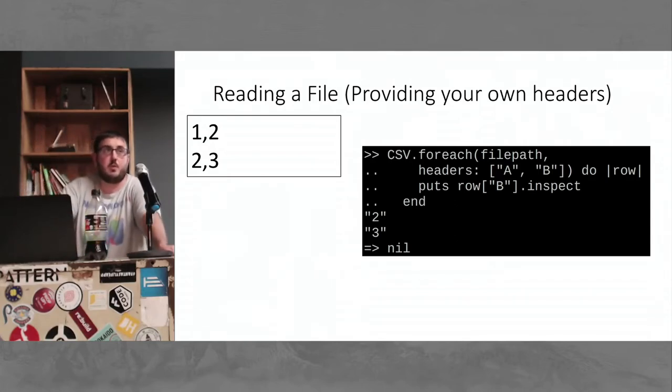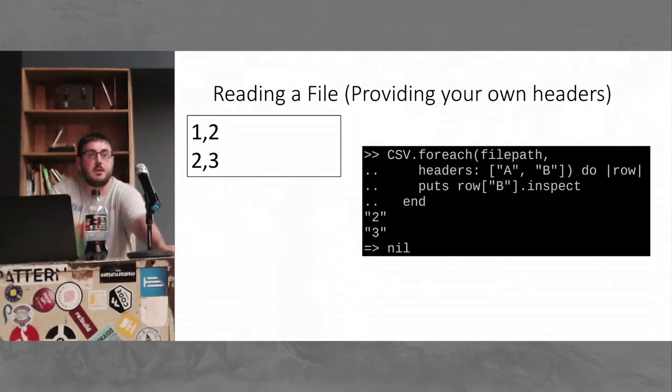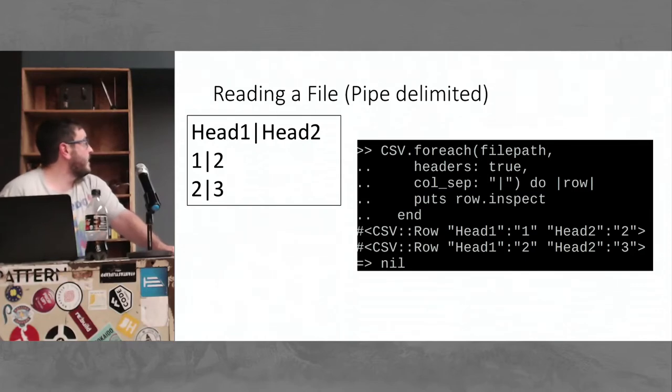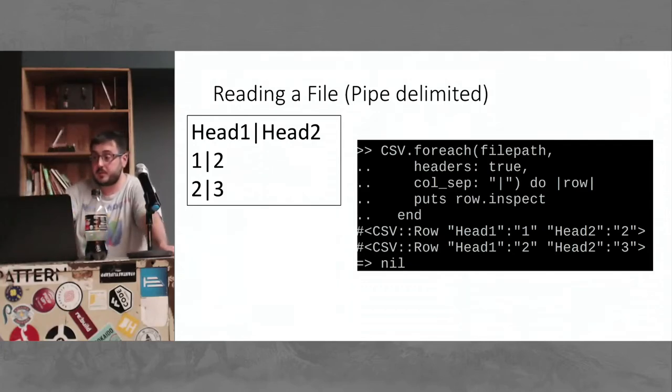Nine out of 10 times, the files you work with, you will hopefully have a header row, and you can then just easily iterate over it. But if you don't have a comma-separated file, you have a pipe-delimited file, that's where the column separator option comes in. And as you can see, it properly maps and separates out the data for the header row and splits them into the right cells effectively.